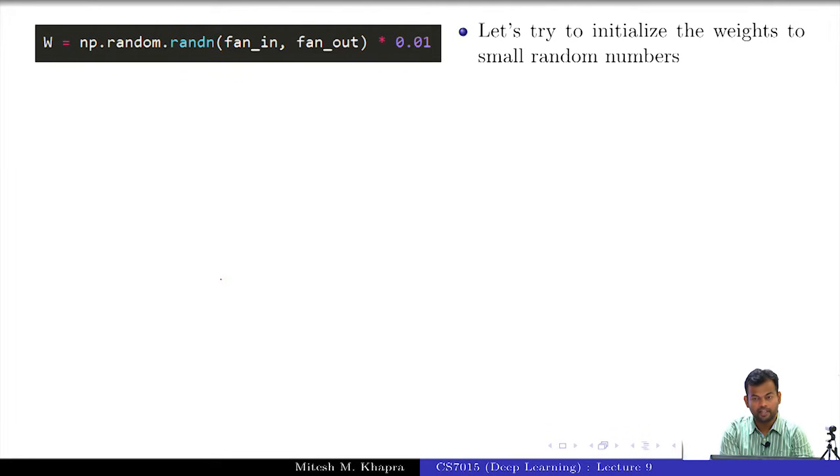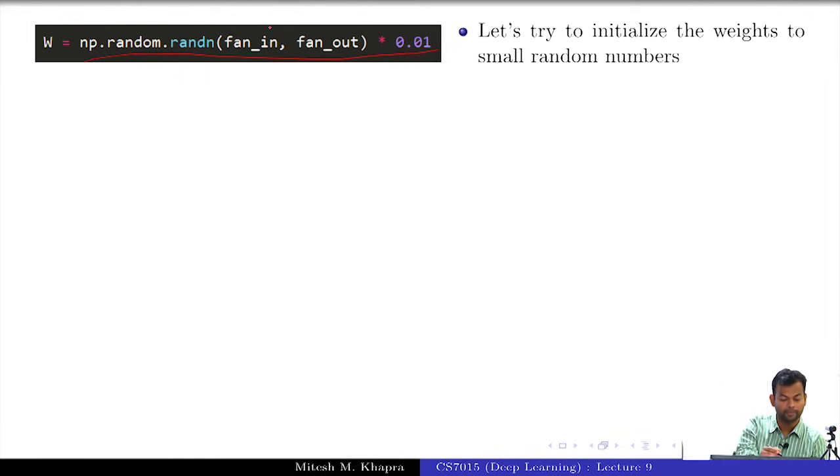So let us try a few initialization strategies. So we realized 0 is not good. We realized equal is not good. So let's try some random initializations, but small weights, okay? And this is my way of randomly initializing with small weights.